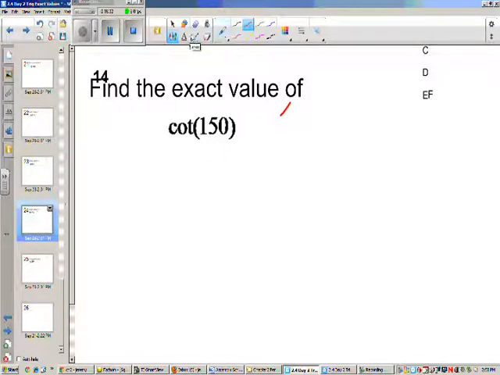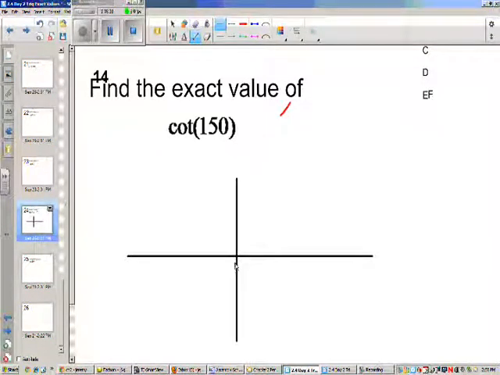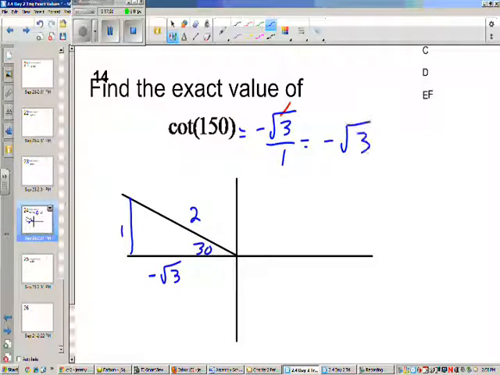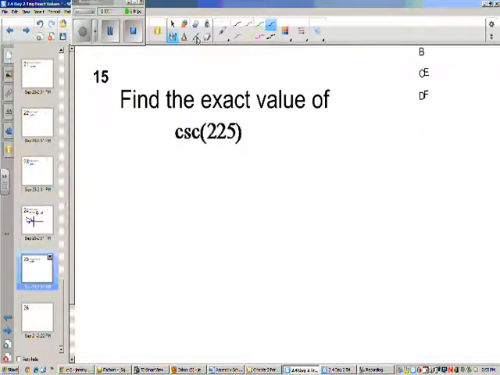Now let's do some of the newer values. Cotangent of 150. 0, 90, 180, we need to come back 30 degrees. So if I draw my sides, that's going to be 1, 2, root 3, and this way is going to be negative root 3. So cotangent, we know tangent is 1 over root 3, so cotangent is going to be negative root 3 over 1. So negative root 3 over 1, or just negative root 3 for an answer. We'll try one last one.